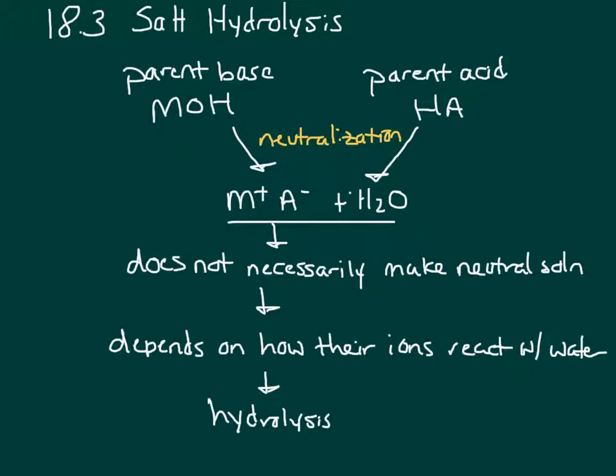18.3, we're going to be talking about salt hydrolysis. What occurs within a neutralization reaction? You have your parent base and your parent acid, in no particular order, and when they react through a neutralization reaction, you get your salt from the metal of your base and the anion from the acid, and then you also get water from the hydroxide of the base and the hydrogen from the acid, hence neutralization.